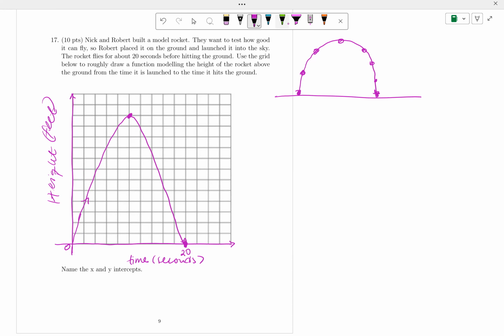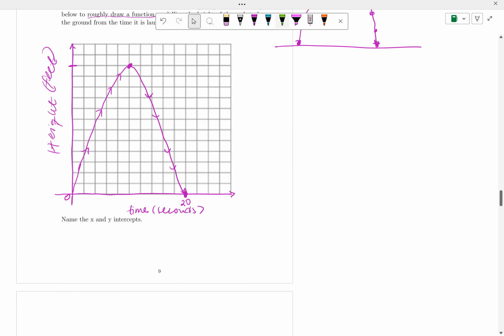The rocket will be climbing, climbing, climbing. At some point, it's going to turn around and start coming back down. And it's going to strike the ground after 20 seconds. That's why we have the 20 here. And it would be at a certain height. I don't know how high it would go because we're not giving it any numbers, but this just wants you to sketch a roughly drawn function, and that would be it.